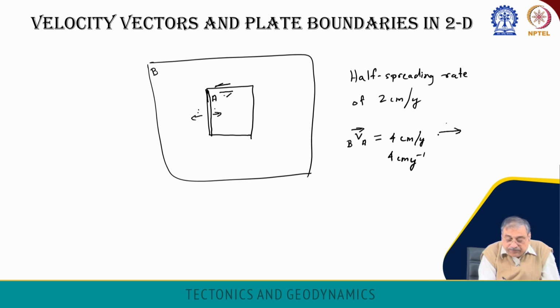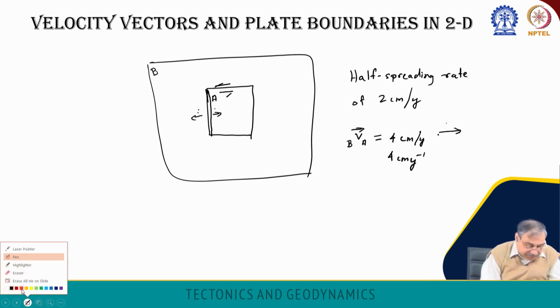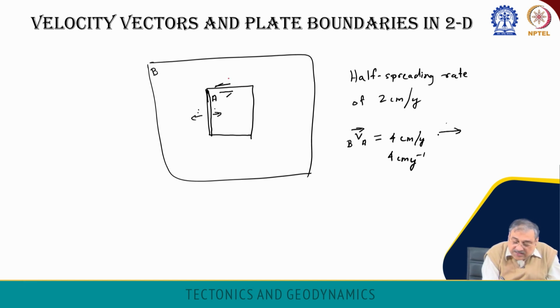Now, therefore, along this boundary, we can see that the orientation of this particular boundary is exactly parallel to the velocity vector. If I use a different color here, just to make it easier. So, this boundary here, you can see that the person who is actually on plate B will observe plate A moving right at 4 centimeters per year. The person here would observe plate B moving westward at 4 centimeters per year.